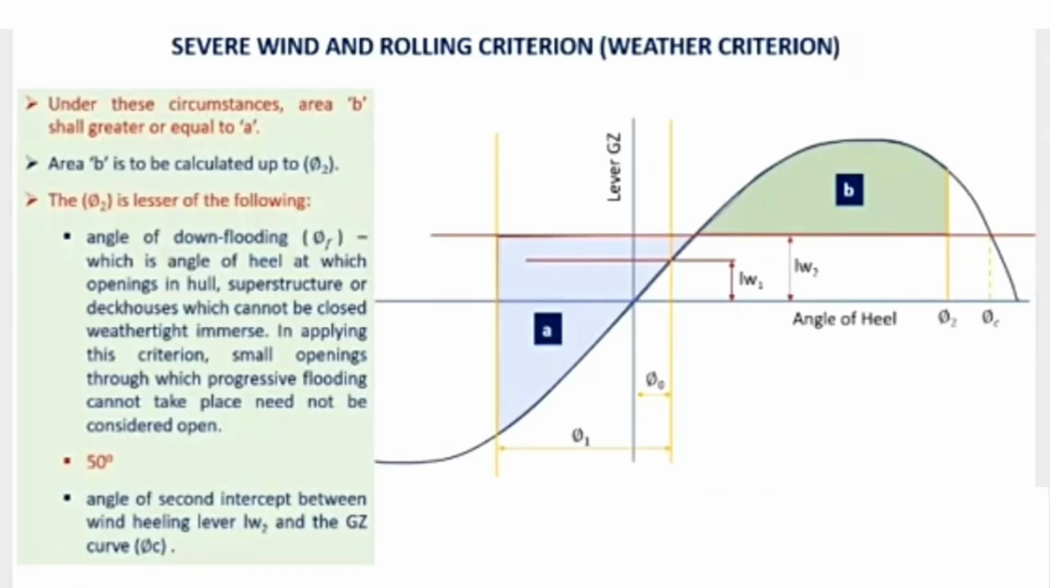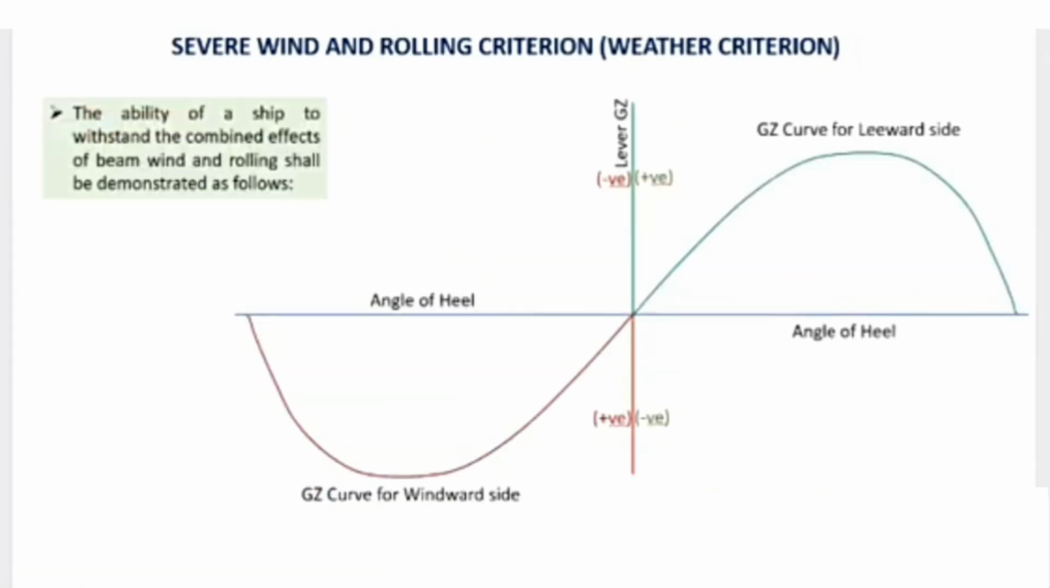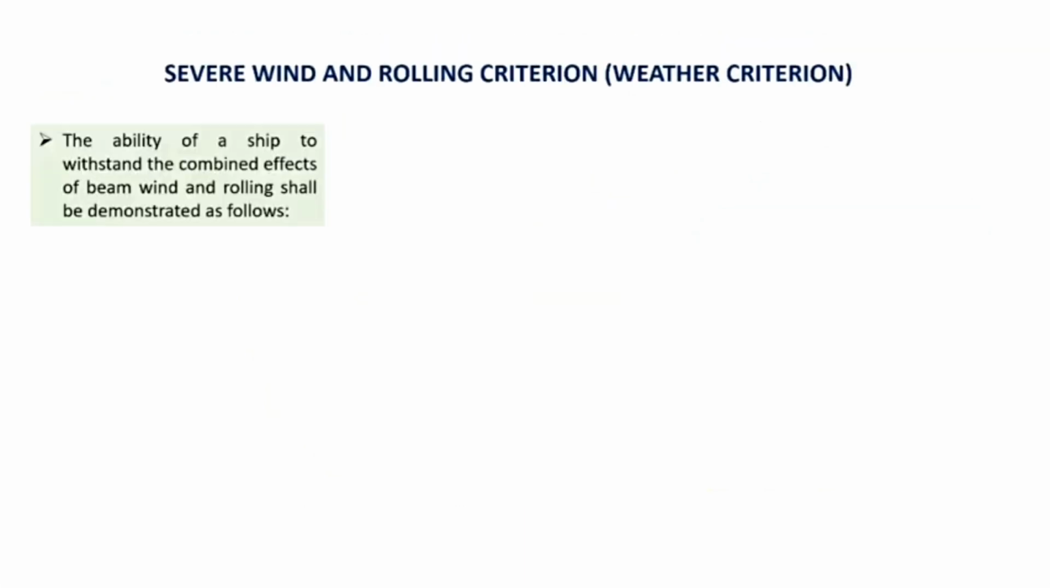Actually do it, right? Because otherwise, when you see the diagram complete, many a times it doesn't make much sense, and then you'll have to mug it up. Now you see this diagram. The ability of a ship to withstand the combined effects of beam, wind, and rolling shall be demonstrated as follows.